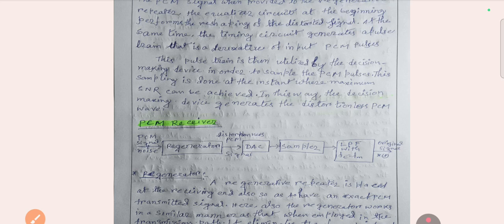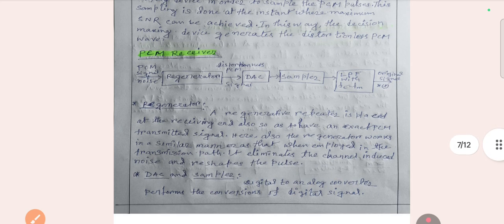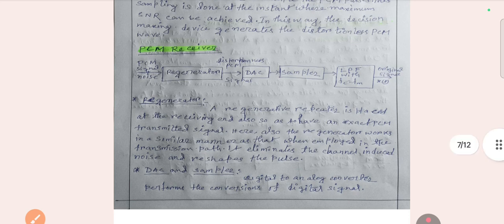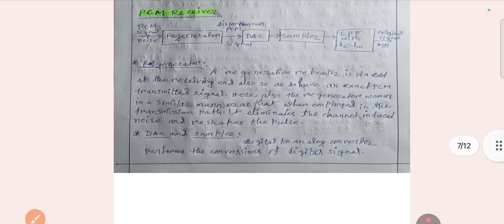Output regenerator. A regenerative repeater is placed at the receiving end also, so as to have an exact PCM transmitted signal. Hence, the regenerator works in a similar manner as when employed in the transmission path. It eliminates the channel-introduced noise and reshapes the pulse.